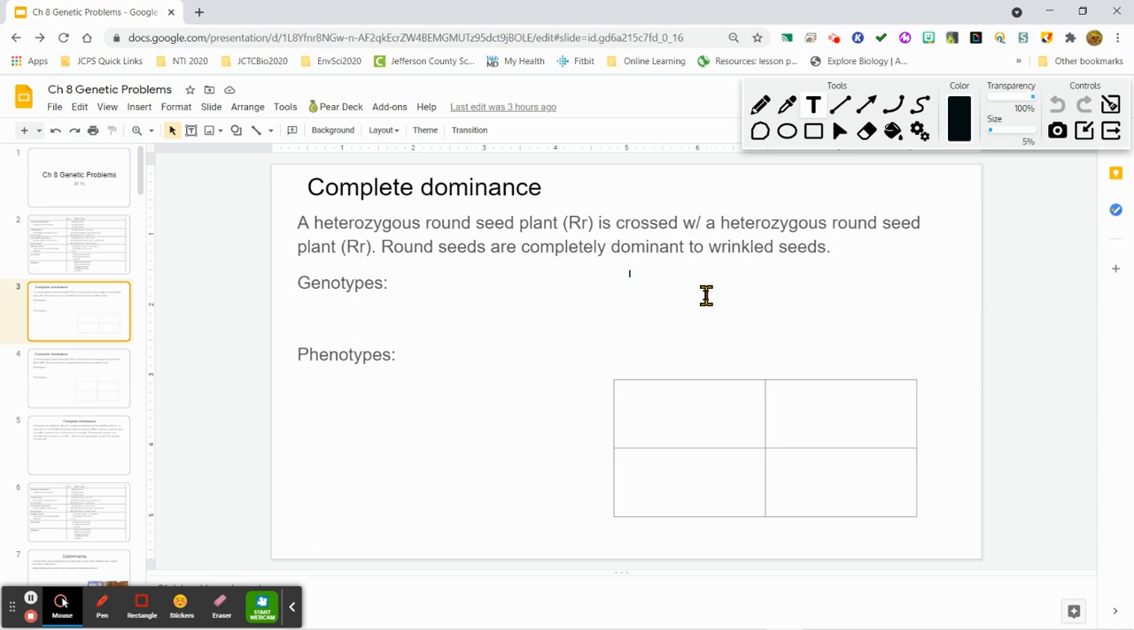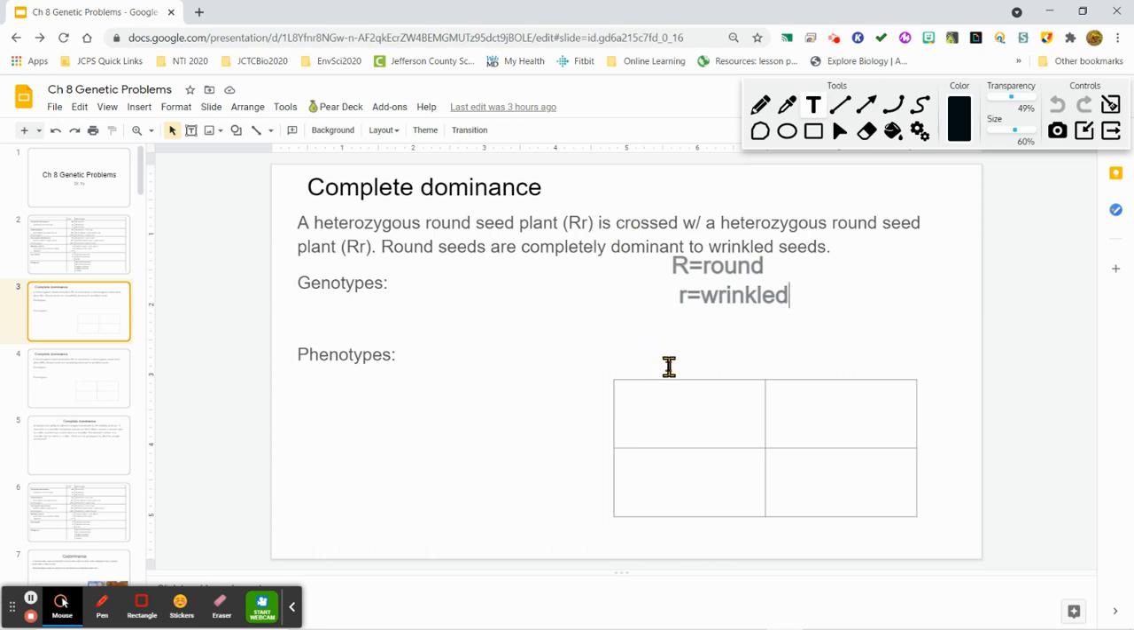So here you're going to have big R is equal to round, and little r equals wrinkled. All right. And again, she's heterozygous and she's diploid, right? So she has two alleles. So we have 23 pairs. So say this is on the 21st pair. One chromosome is going to have a big R. The other chromosome is going to have a little r.